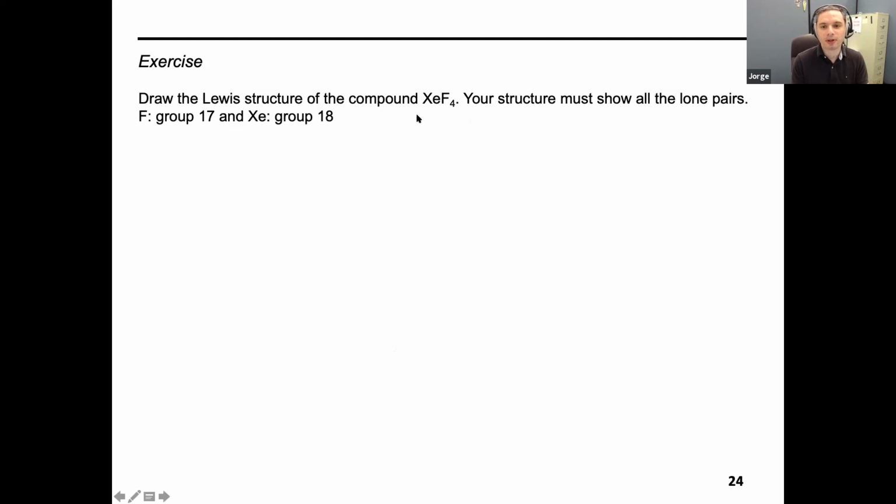Our goal here is to draw the Lewis structure for this compound. Don't forget that your structure must show all the lone pairs in the molecule. I will give you a couple of minutes to get it started, and then I will start it and we will solve it together. Use all the steps that I showed you. Use Clark's rule to help guide what kind of structure you have, and then start assembling the molecule.